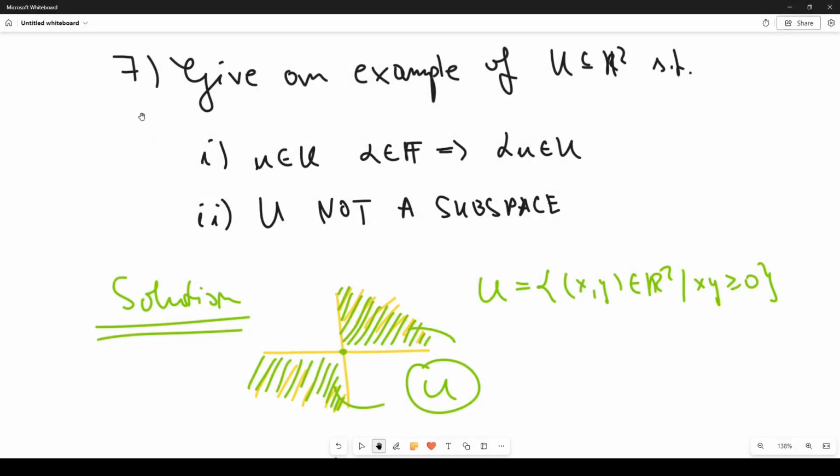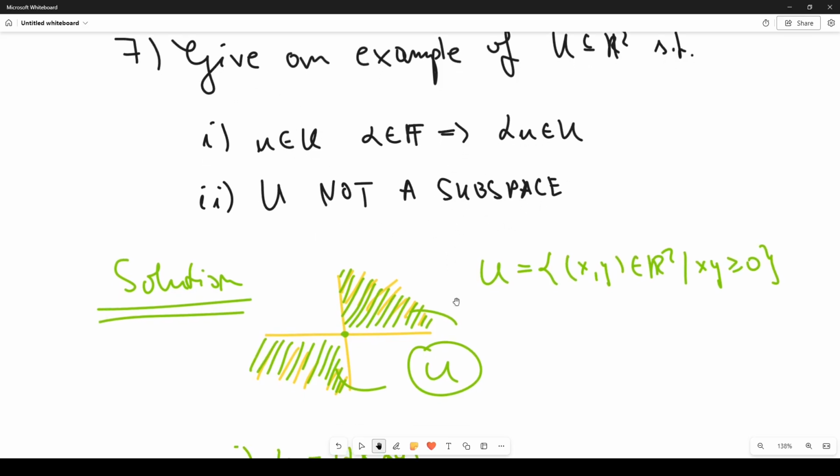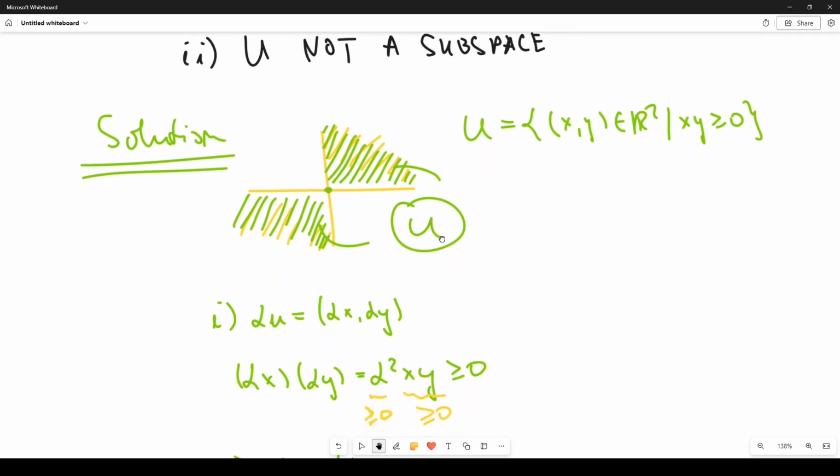Problem number 7. We're asked to give an example of a subset of the plane such that the subset is closed under scalar multiplication. So if I take some element from my set U and I multiply it with the scalar alpha, then the product has to be in U as well. And U must not be a subspace. So here is the example I came up with.